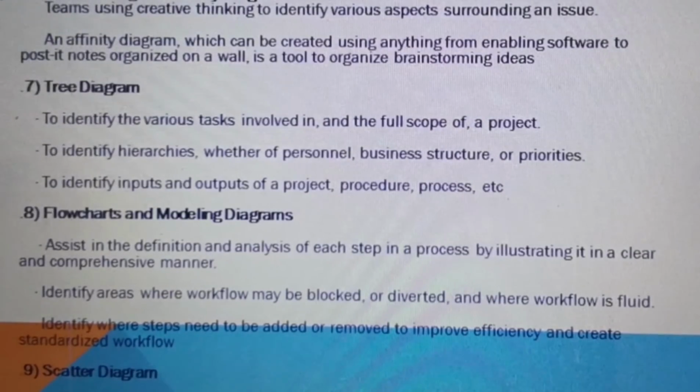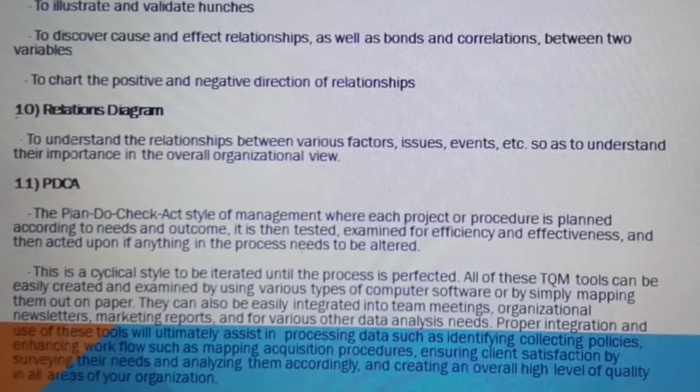Usually the source of the information in using this type of tools are from the people or from the team, na brainstorming of ideas dayon, like you are going to meet and then you are going to identify kung unsa ang mga problems existing in the business.